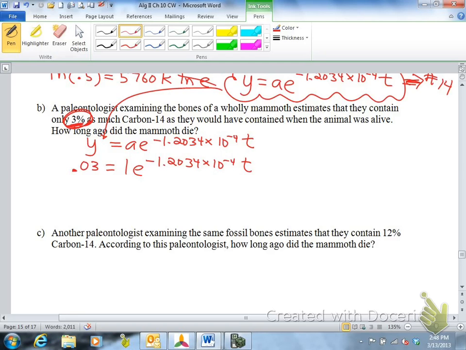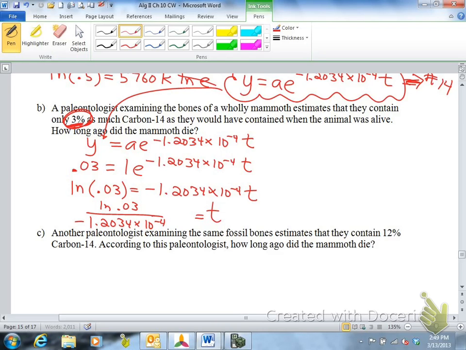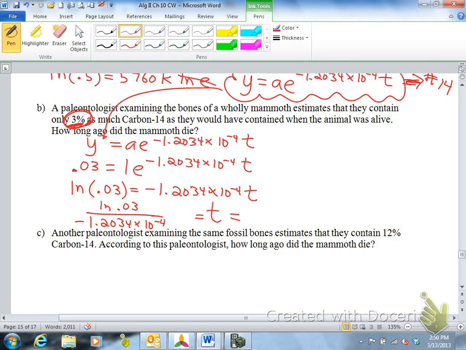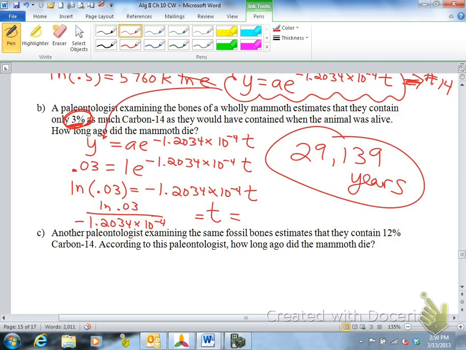And then you can solve for t by taking ln of both sides. So you have ln 0.03 equals negative 1.2034 times 10 to the negative 4 t, and the ln and the e cancel on the right side. Solving, you would get ln 0.03 divided by negative 1.2034 times 10 to the negative 4. You can do that on your calculator and you get 29,139 if we round to the nearest year. So with carbon-14 dating, this paleontologist estimates that the woolly mammoth died 29,000 years ago.